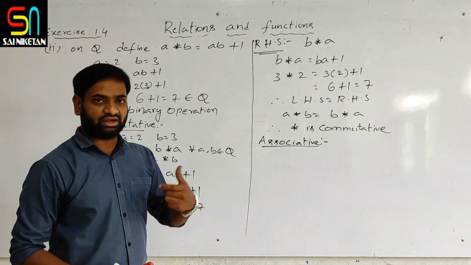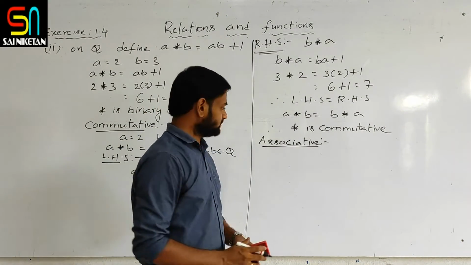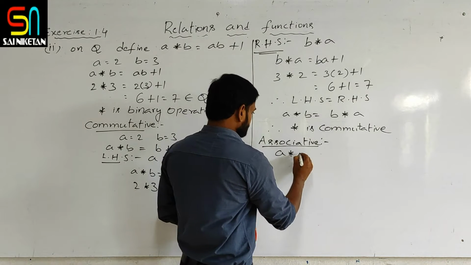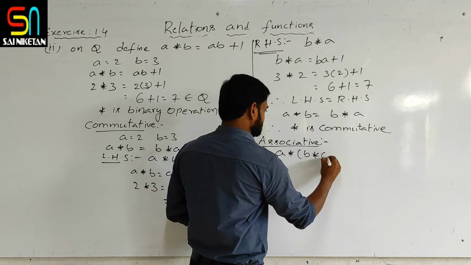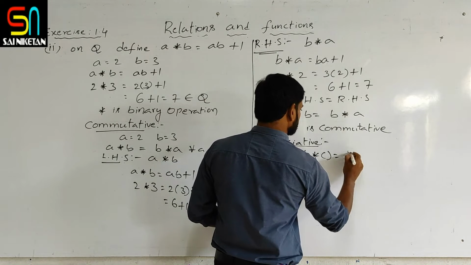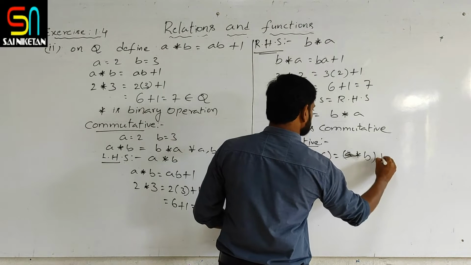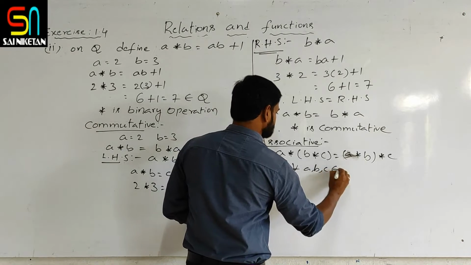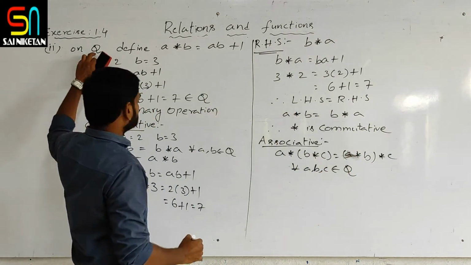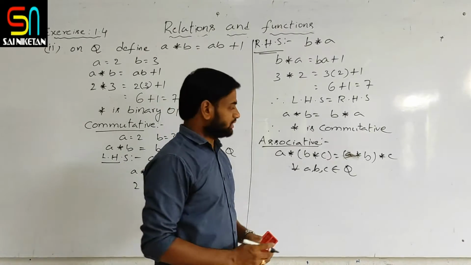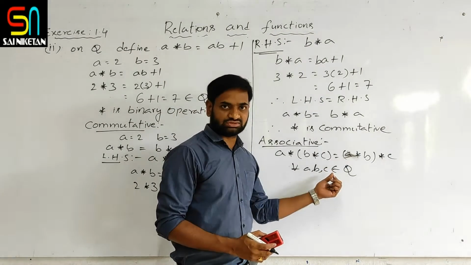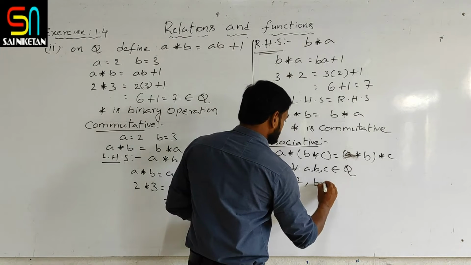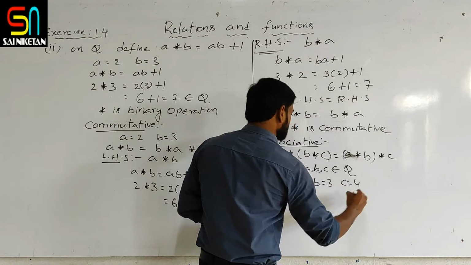Next, what about the associative? Is the binary operation associative or not? So for that one, what is the condition? A star of B star C is equal to A star B star C, for all A, B, C belongs to the given set Q. Now here we need three values. That's why A value is 2, B value is 3, C value I am taking 4.